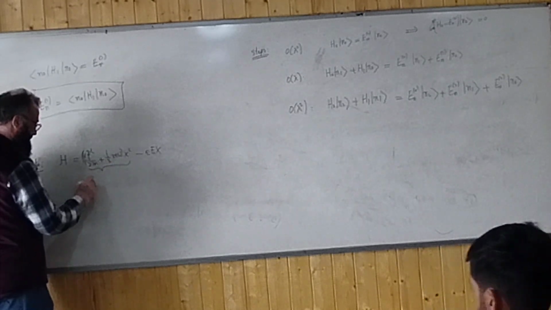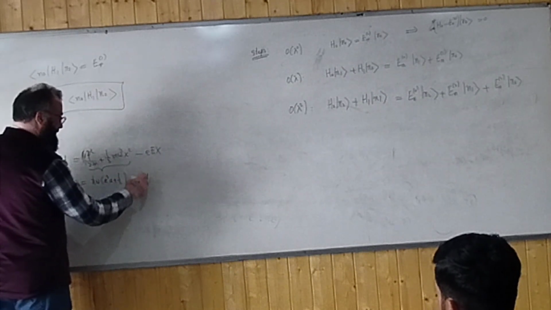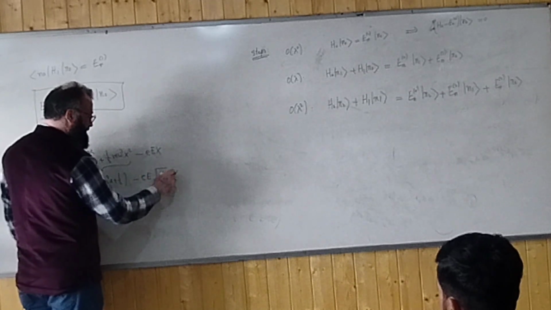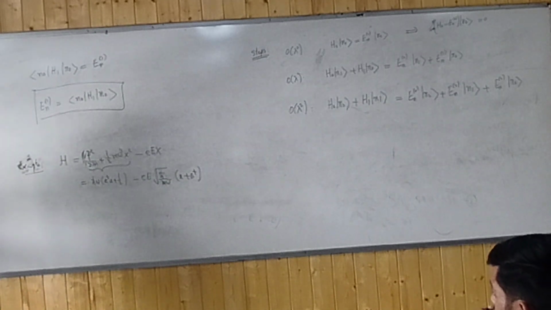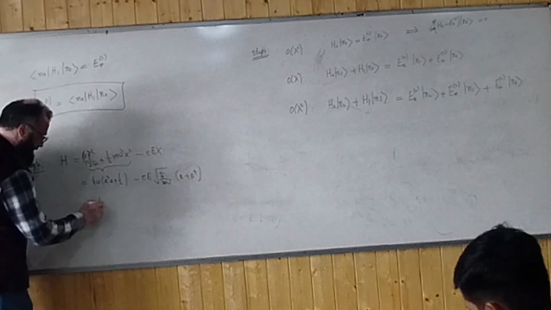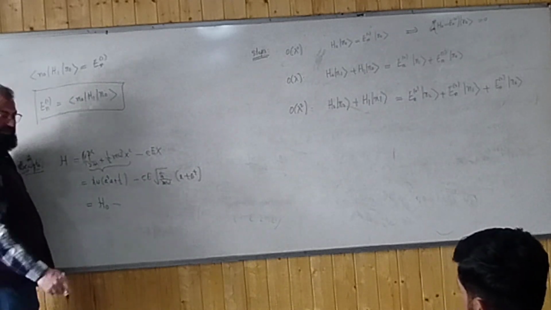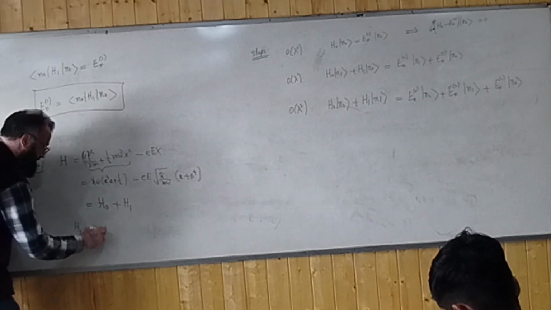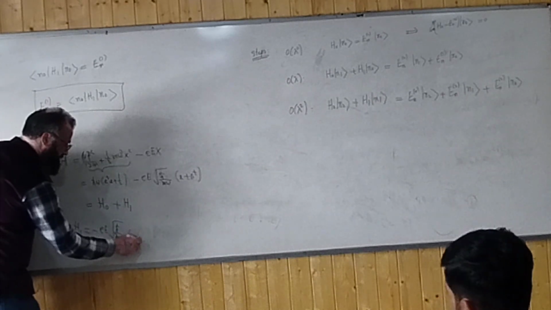So you can write this simply as h cross omega (a dagger a plus half). Clear? Minus this I can write as E times x. What is x? It is root of h cross by m omega (a plus a dagger). So in terms of the operators, this is your H naught, and this is your lambda H1. So what is your H1 here? It's minus E root of h cross divided by m omega (a plus a dagger). So this is your perturbation.